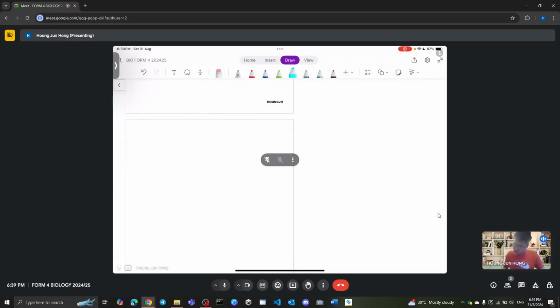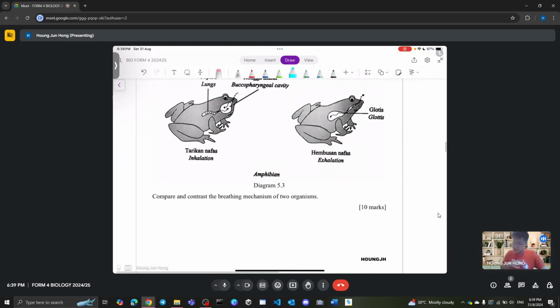Okay, this might be the last question tonight, but let me quickly go through this also. Yep, so this is talking about compare and contrast. Remember similarities and differences, and they want you to talk about the breathing mechanism. Oh, this is a bit hard. The breathing mechanism. Okay, cool.